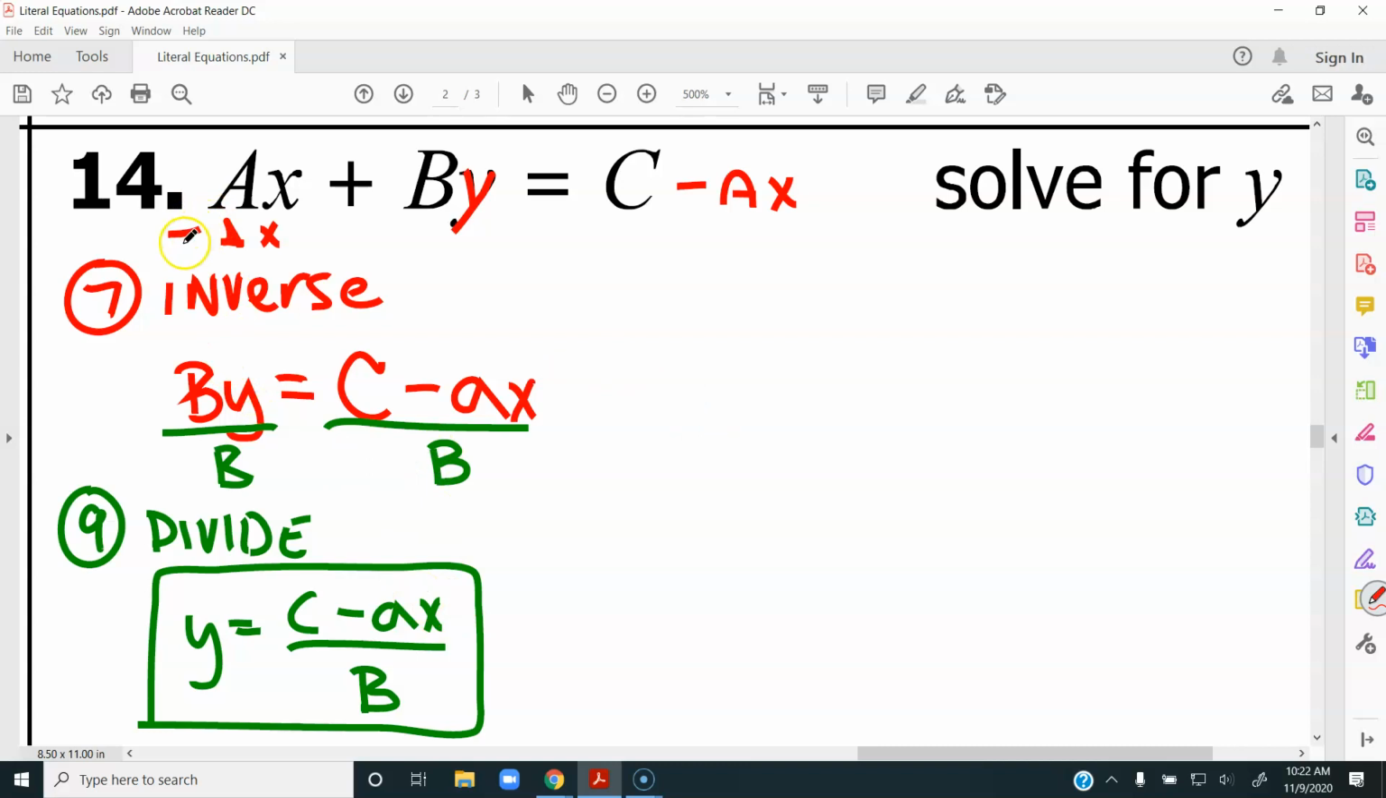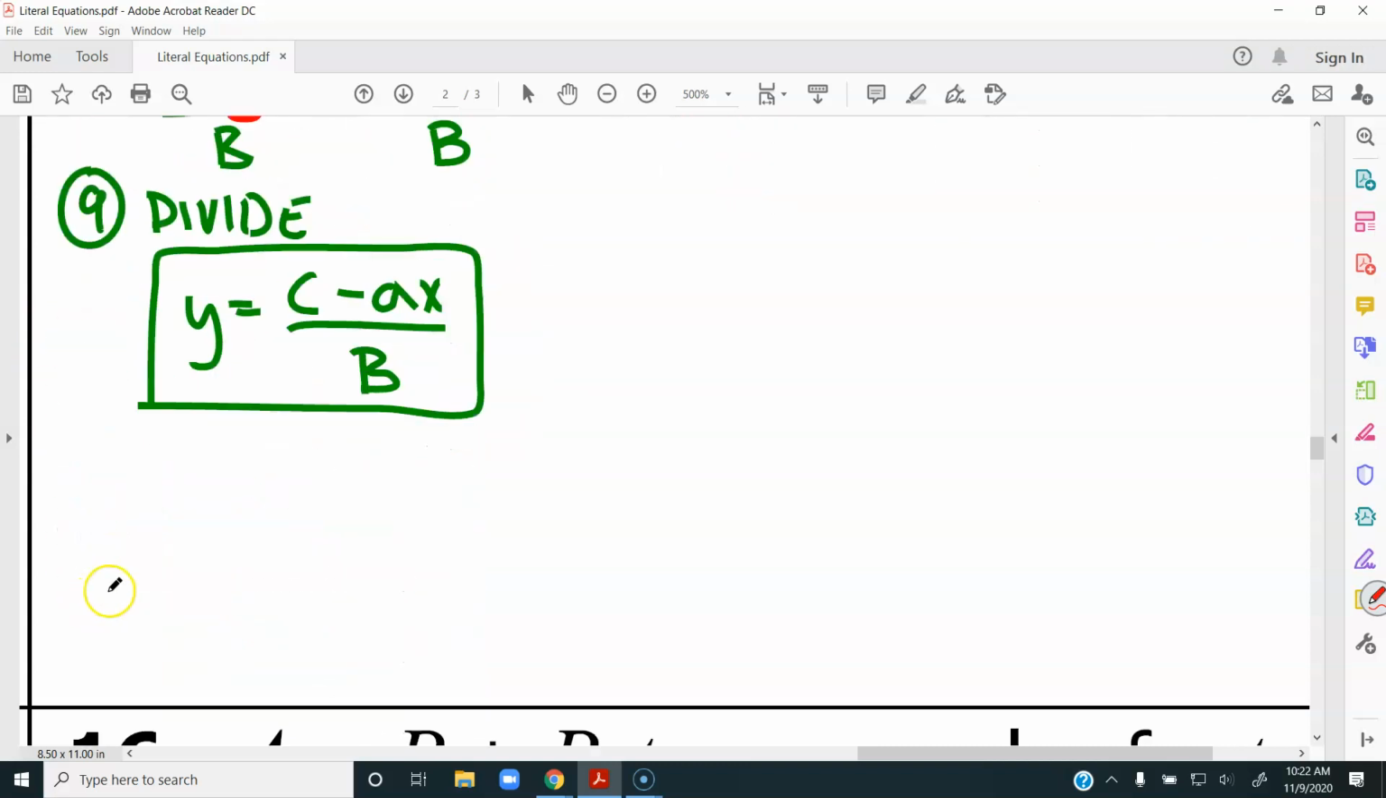So number 14 was interesting because we didn't start with the symmetric. We started with the inverse, and then we went right into dividing. All right.